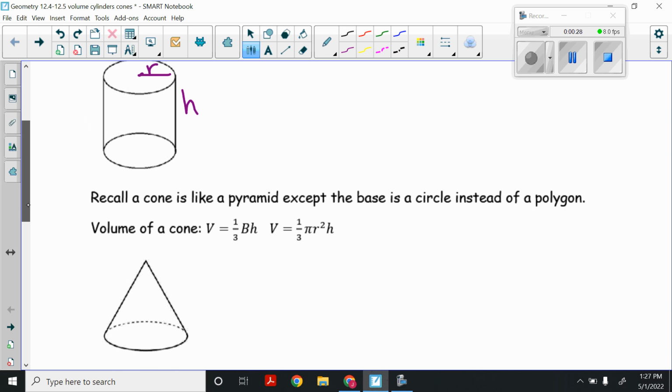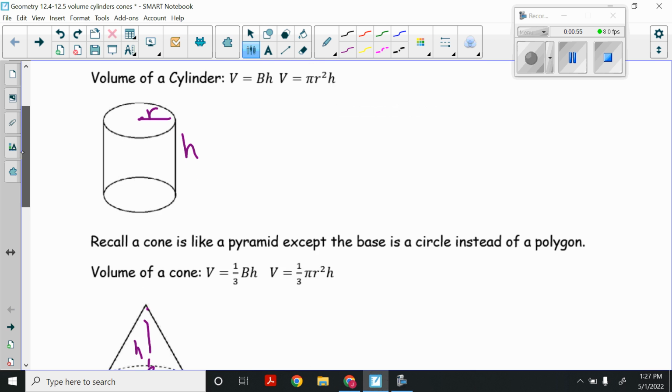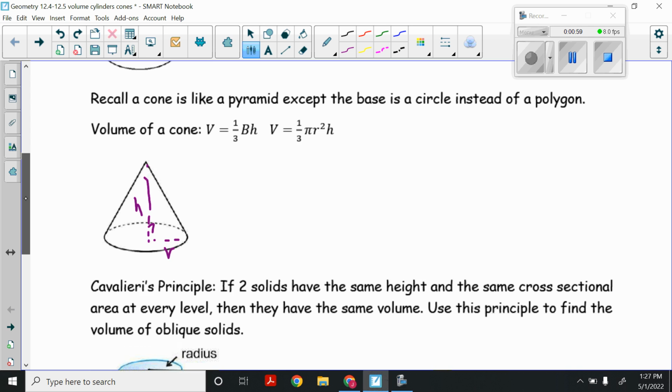And then it says, recall that a cone is like a pyramid, except the base is a circle instead of a polygon. The volume of a cone is 1/3 the area of the base times the height. So since the circle is the base, it's 1/3 pi r squared times h. Again, our height of a cone is straight down the center, and then that's our radius. Notice that the volume of a cone is 1/3 that of the volume of the cylinder, so it will take 3 cones to fill up 1 cylinder of the same size.